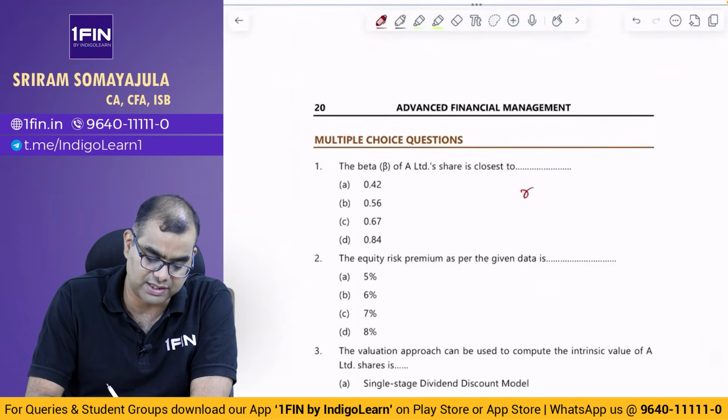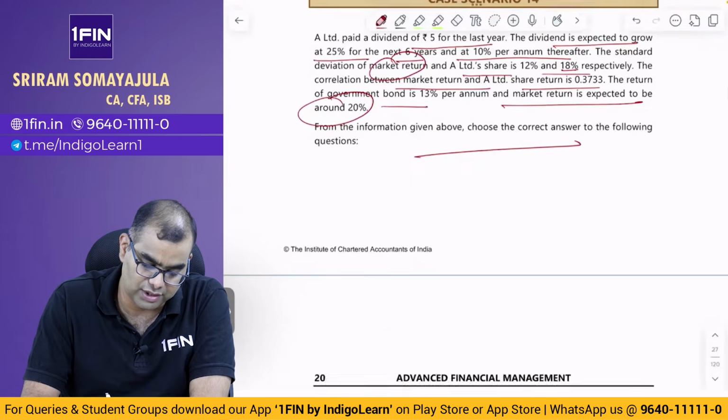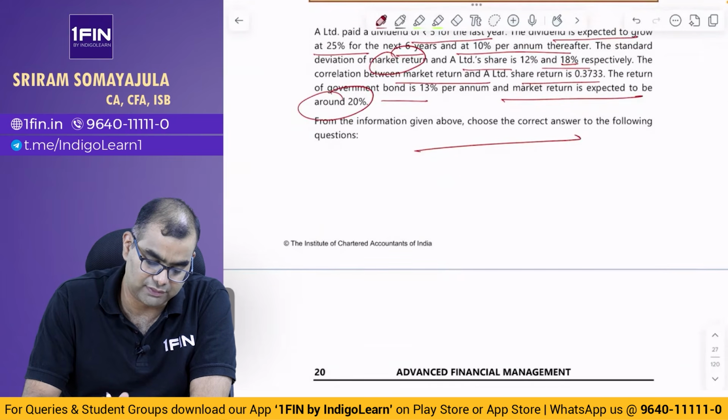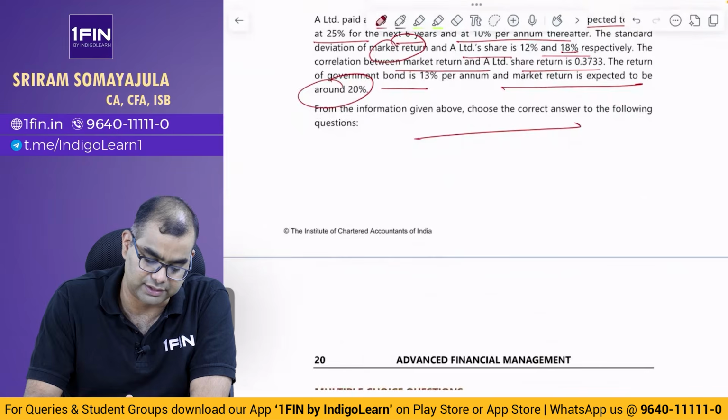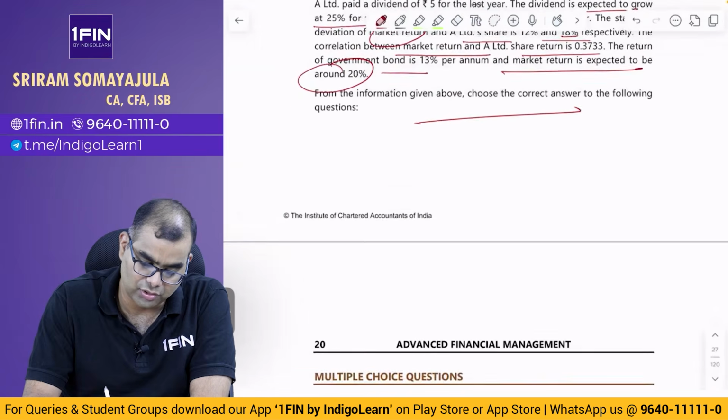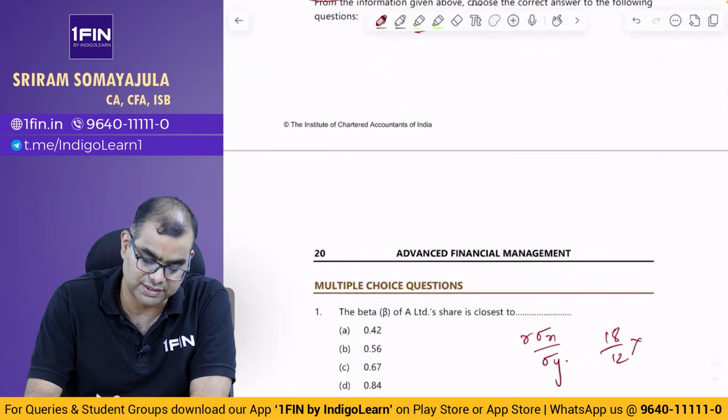Beta is equal to R times standard deviation of X divided by standard deviation of market. R is what? Correlation is 0.3733. Market is 12 and A is 18. So 18 by 12 into correlation 0.3733.